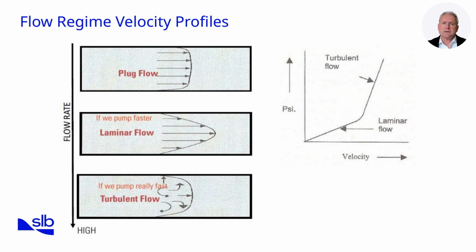The right-hand diagram presents a plot of velocity versus pressure drop, PSI, with laminar and turbulent flow regimes annotated. It demonstrates how flow transitions from laminar to turbulent as velocity and Reynolds number increase. What this tells us is that there is a trade-off between flow efficiency and energy cost. Laminar flow requires less pump pressure but is poor for hole cleaning. Turbulent flow improves cuttings transport but increases pressure drop and ECD.